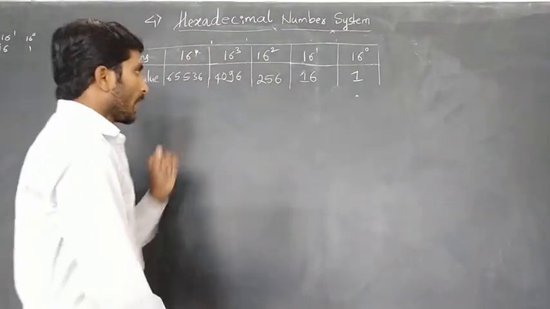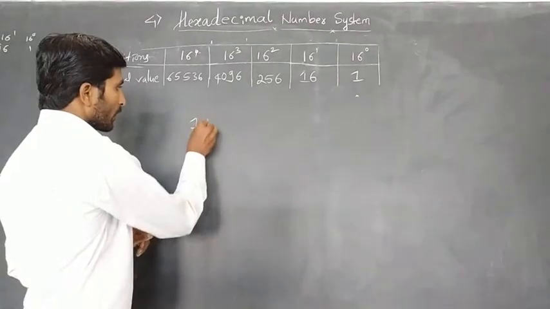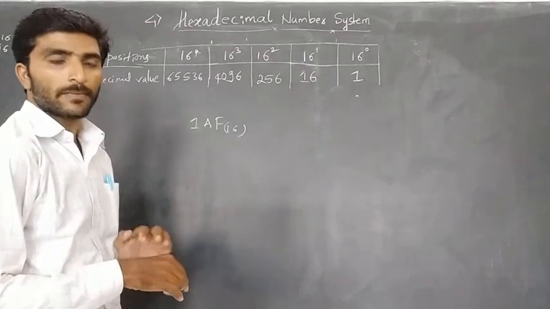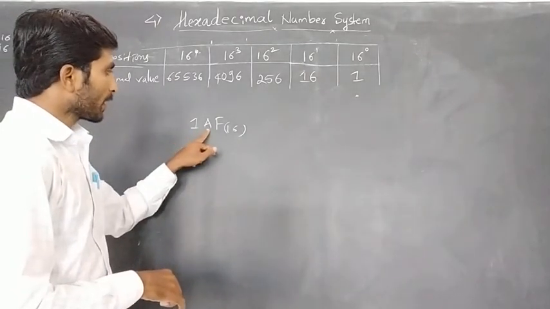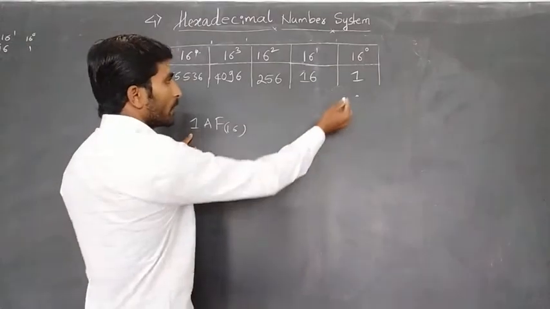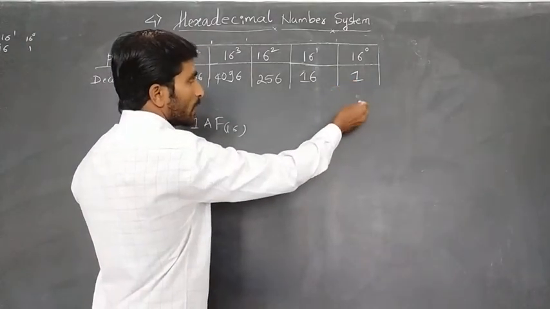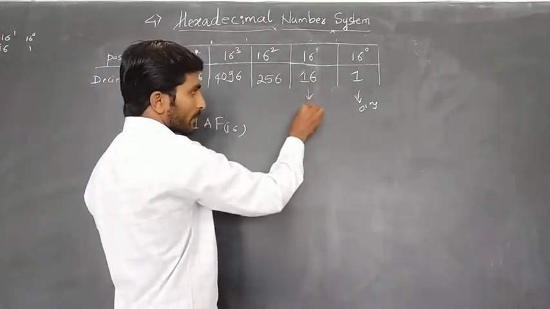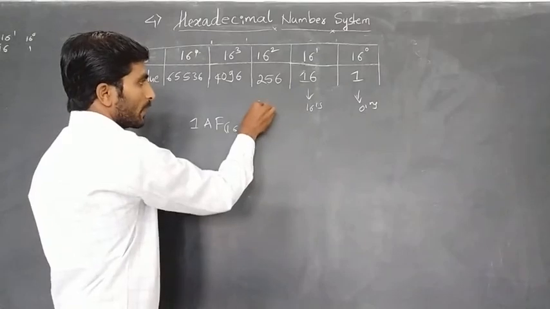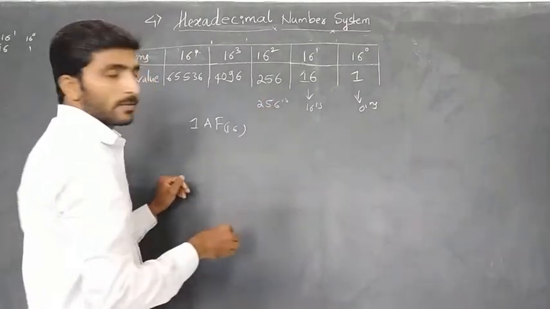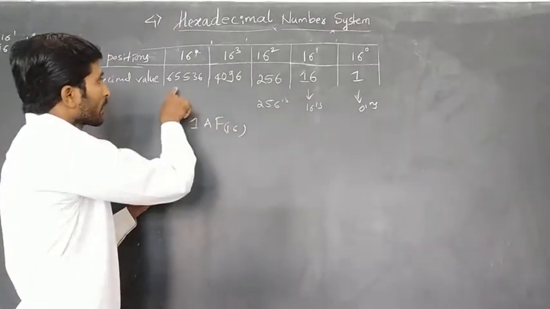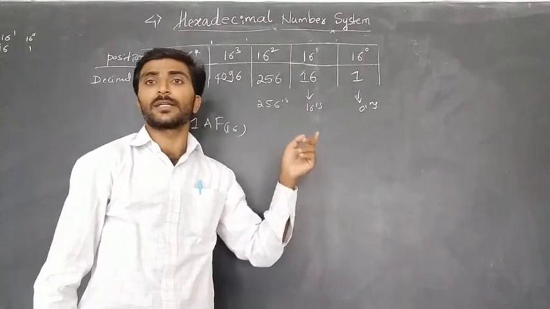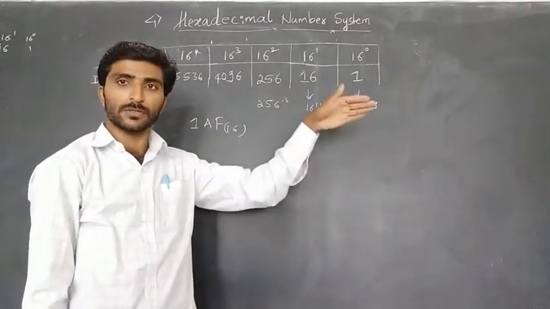Like this you can use as many digits as you have in hexadecimal. I will write one simple example, 1AF. Where do you write 1, where do you write A, where do you write F? The unit place is 1, then 16, then 256, then 4096, then 65,536. Like unit, tens, hundreds, thousands in the decimal number system, you can use the same here.